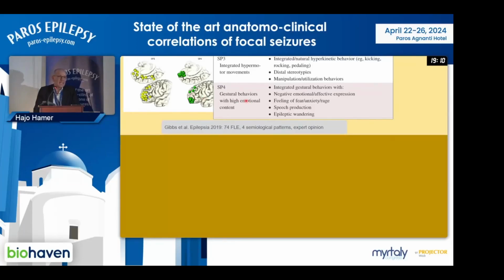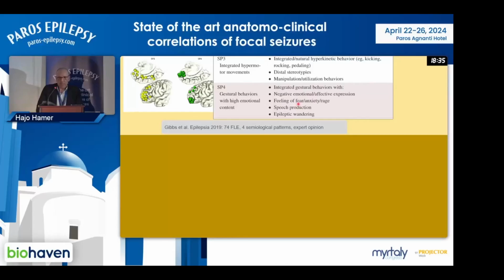What did the group think this means? Integrated gestural behavior. And this is another thing I will point out: integrated gestural behavior. The other paper will call it naturalistic behavior, as compared to what the other group called anarchic behavior. So it's something meaningful, semi-meaningful, what they do, and they attach to this area negative emotional effects, fear, anxiety.